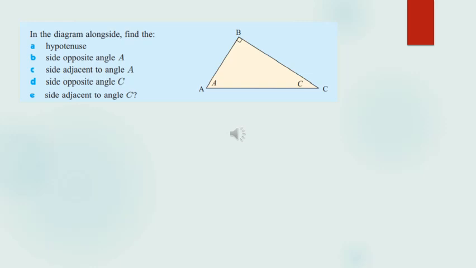Then we will find the opposite side to angle C. The opposite side to C is AB. What about the adjacent side? The side that is next to angle C. Next to angle C, we have side AC, but this is the hypotenuse. So what is the other side that is next to the angle and not the hypotenuse? It's BC. So BC here is the adjacent side to angle C.